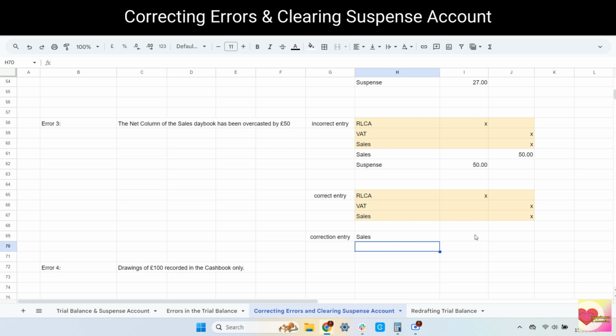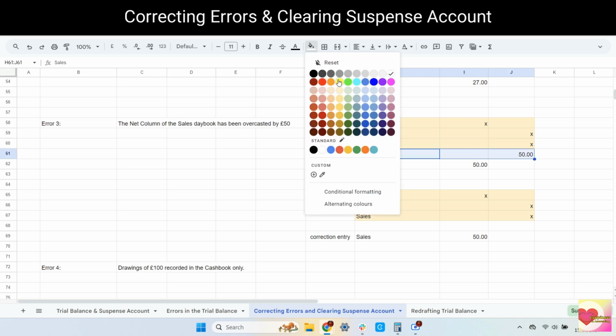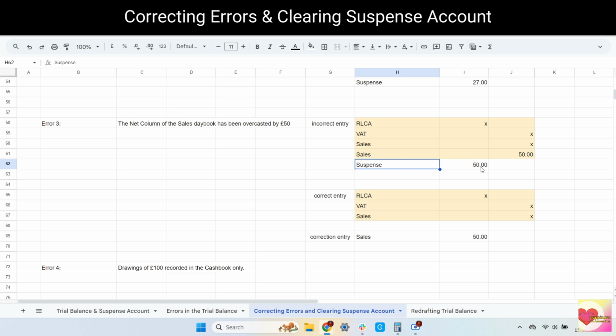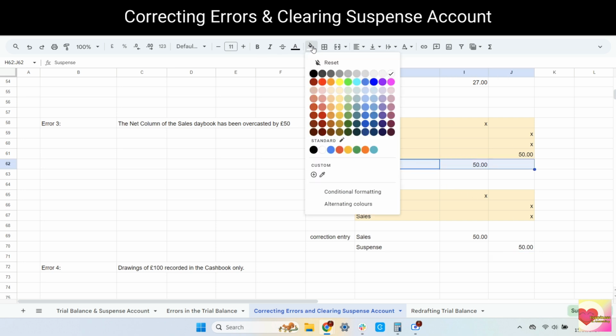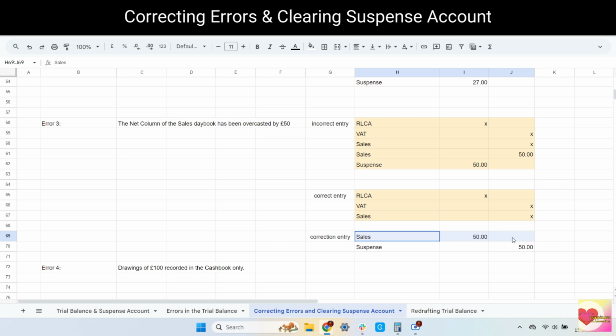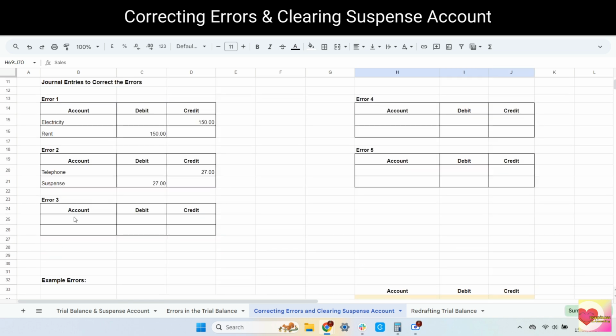To remove this amount in credit, we have to enter the same amount to the opposite side, which is debit. So this 50 debit in sales will cancel this 50 in credit. Next, let's clear the suspense amount. We have 50 in debit. So to remove it, let's put 50 in credit. Now we're done with all the correction. So let's check if the double entry is equal, and it is equal. So let's copy this to our journal.